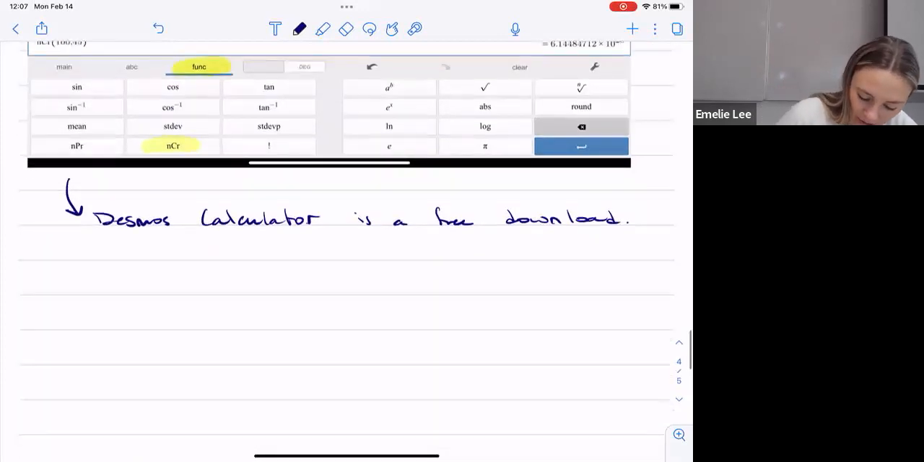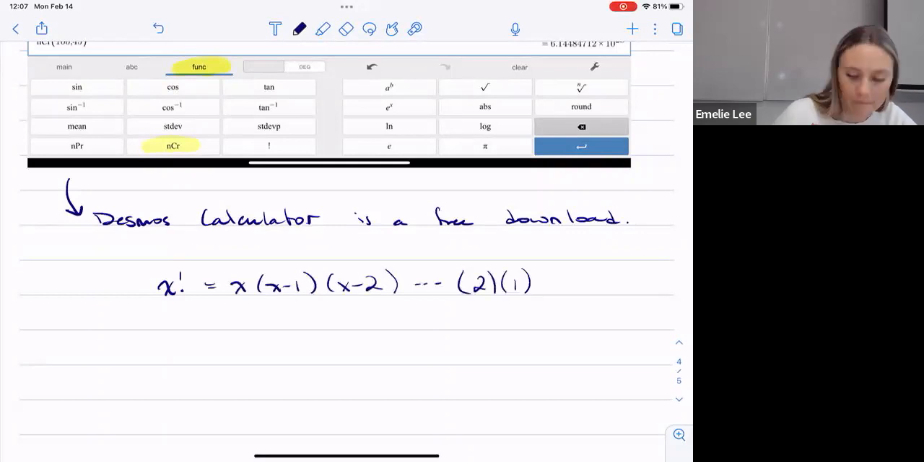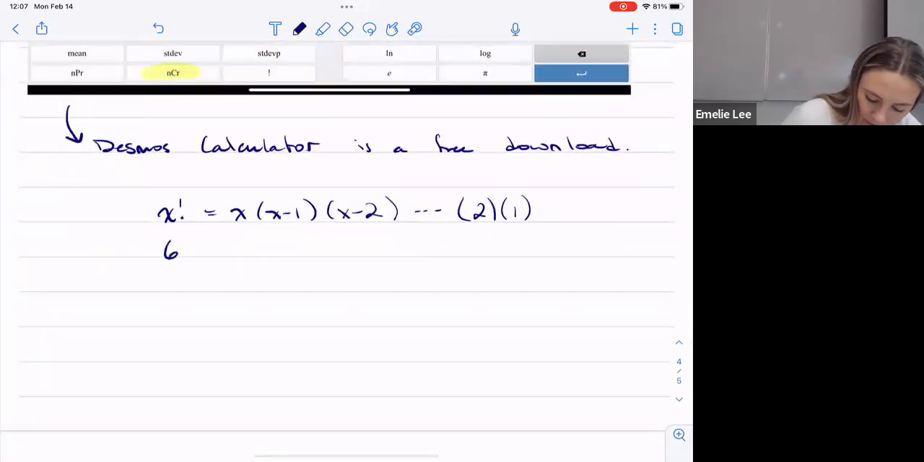do you remember x factorial is x times x minus 1 times x minus 2 all the way down to 2 and then 1. So for example, 6 factorial is 6 times 5 times 4 times 3 times 2 times 1.